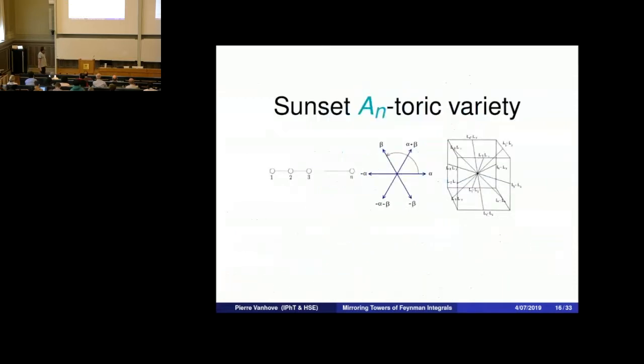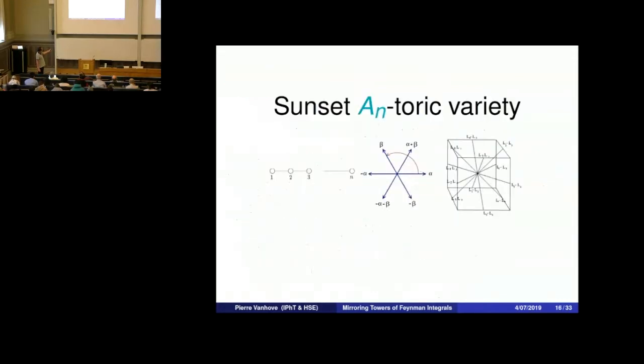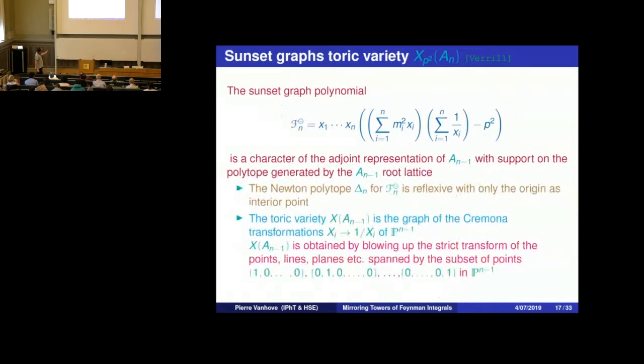Okay, so let me now describe my sunset. So my sunset graph polynomial is this. In general, if you have a graph polynomial for a Feynman graph, you will have much more kinematics, so the symmetries I'm going to use here are going to be lost. But at least for this family, they are there. You realize that this sunset graph polynomial is a character of the adjoint representation of A_n. So this is the linking diagram of A_n, or A_{n-1}.